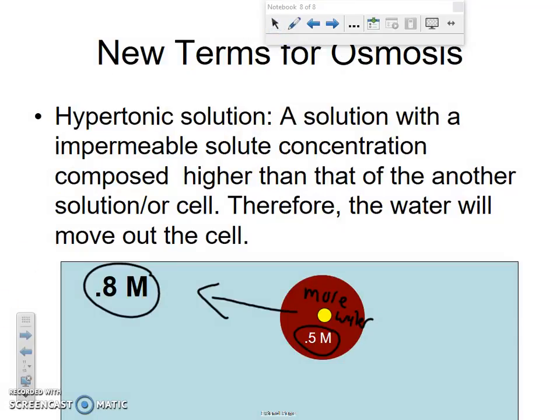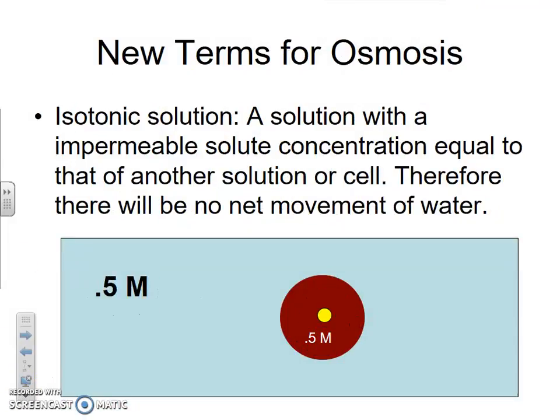We have our last type of solution. I apologize, something happened, I needed to pause. So our last type of solution is an isotonic solution. The word iso means same. So in an isotonic solution, the concentrations of stuff inside the cell and outside the cell are the same.